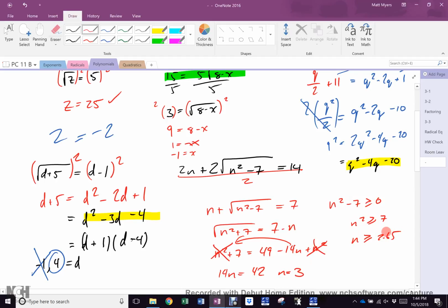Is 3 greater than 2.65? Yeah, so 3 might work, so then we check. What is 3 squared? 9. What's 9 minus 7? 2. What is it? Square root of 2? 4. Square root of 2 is 4?